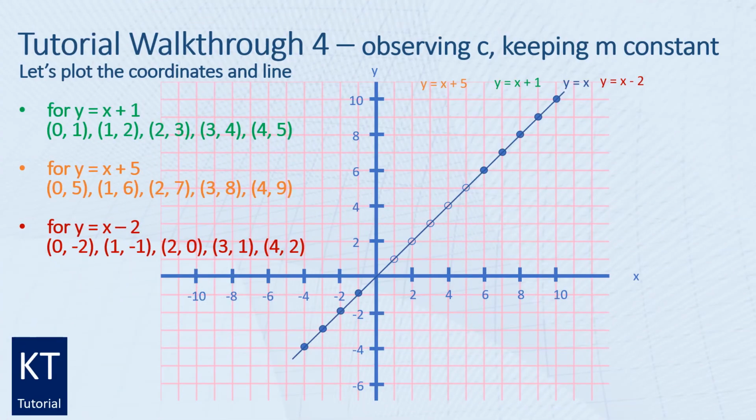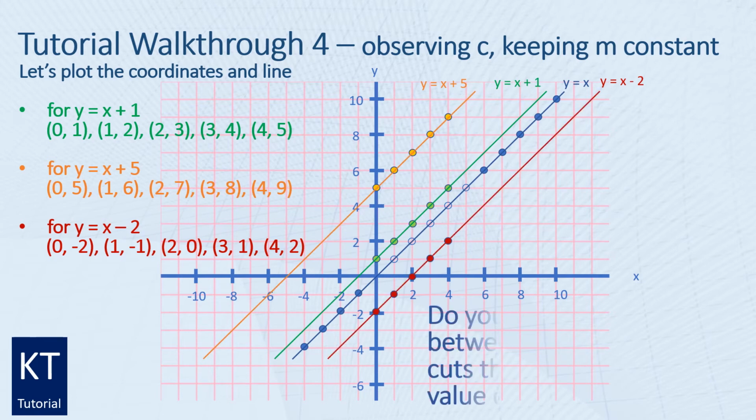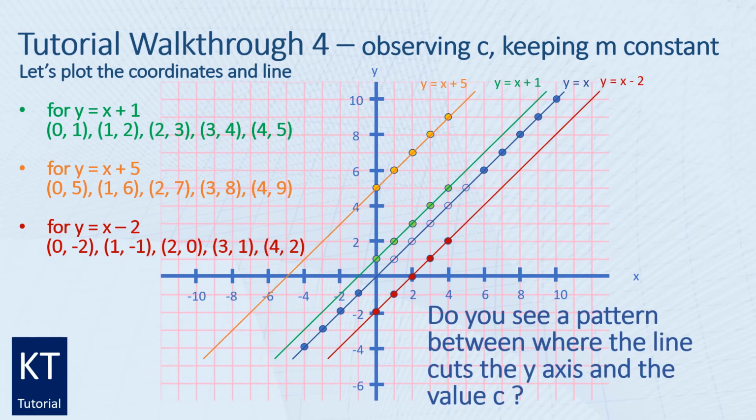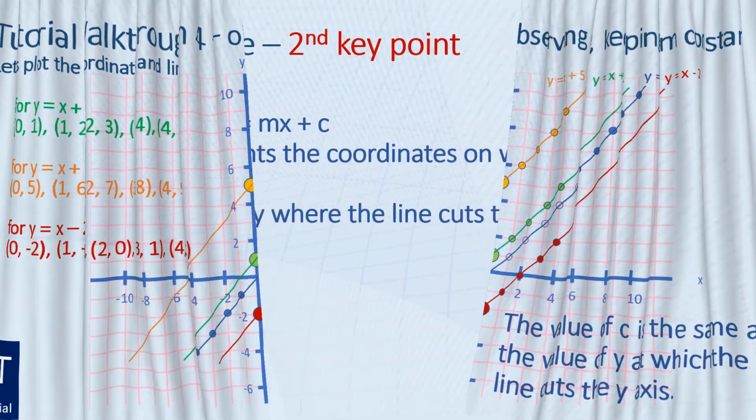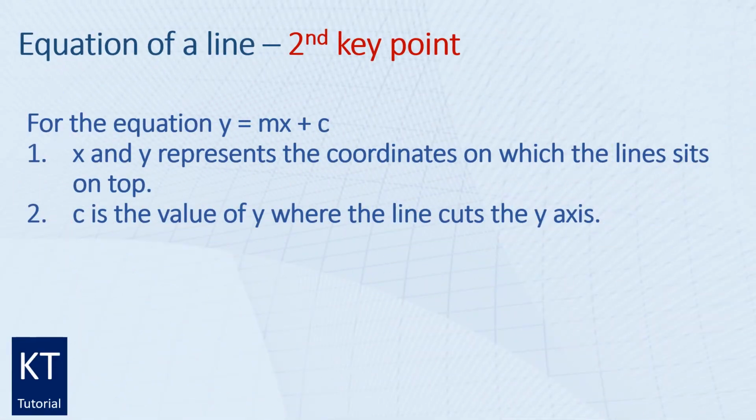For our fourth tutorial walkthrough, let's plot the coordinates and line for y equals x plus 1, for y equals x plus 5, for y equals x minus 2. Do you see a pattern between where the line cuts the y-axis and the value c? The value of c is the same as the value of y at which the line cuts the y-axis. Hence, our second key point for the equation y equals mx plus c, with c being the value of y where the line cuts the y-axis.